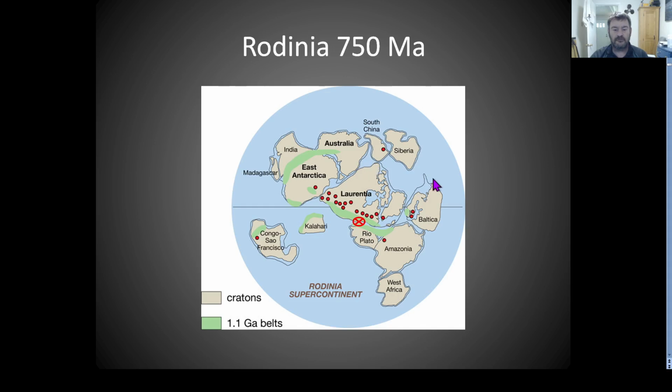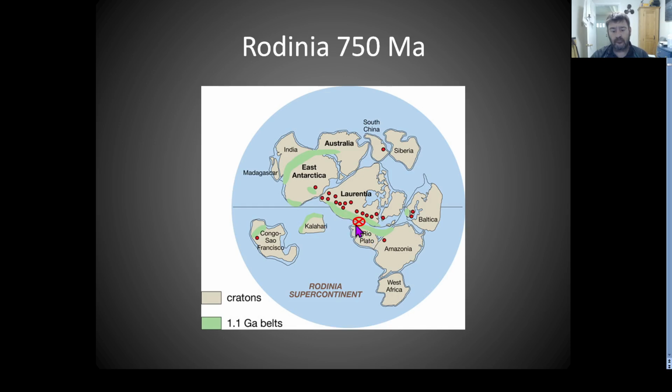Rodinia, about 750, pieces are starting to move around. Again, you have the Grenville orogeny right here. This is a better representation of the way that the supercontinent may have looked on Earth at the time. Sometimes they put Amazonia here, and then this is further east. It's really up to interpretation. I'm not a big fan of this particular configuration. I sort of put Baltica here, and then Amazonia and Rio de la Plata over here. But again, these are all interpretations.